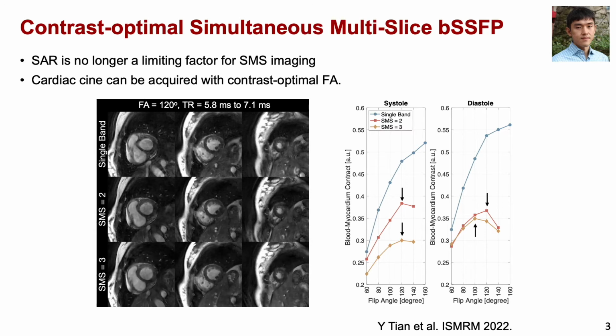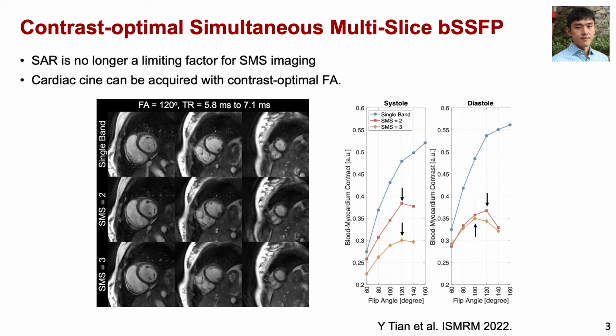But this technique also comes with a cost, which is the increased SAR issue. As you go up to higher SMS factors, the SAR is also largely increased. So this prevents the use of very high flip angles for bSSFP imaging at, for example, 1.5 or 3 Tesla scanners. A study has suggested that the contrast optimal flip angle at 1.5 Tesla should be around 105 degrees.